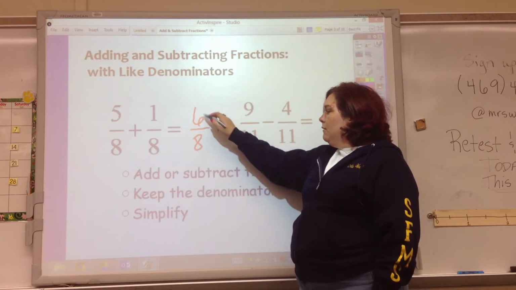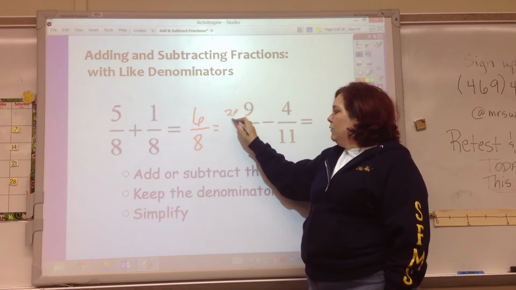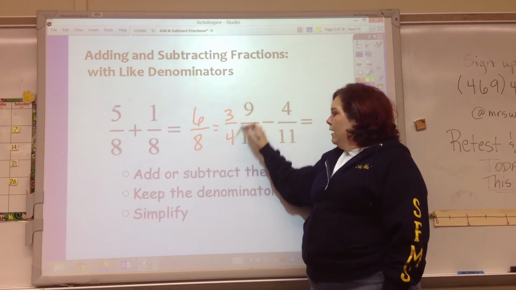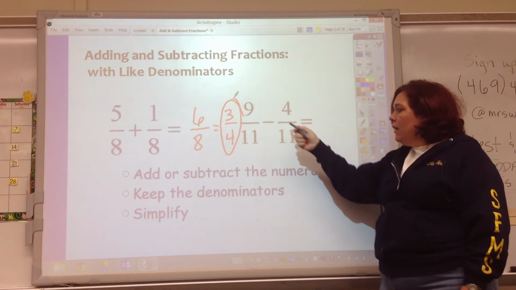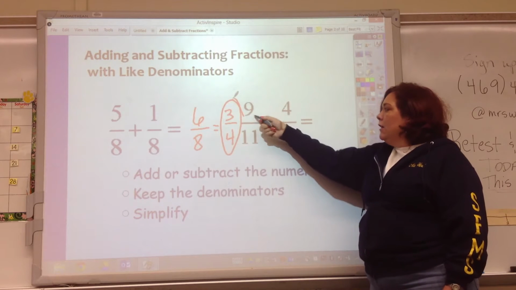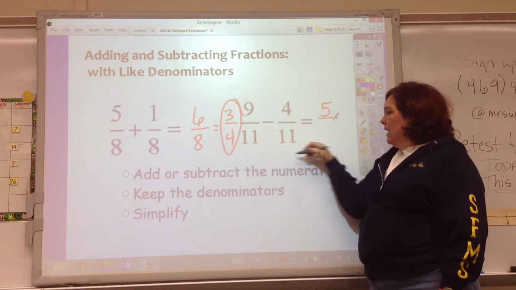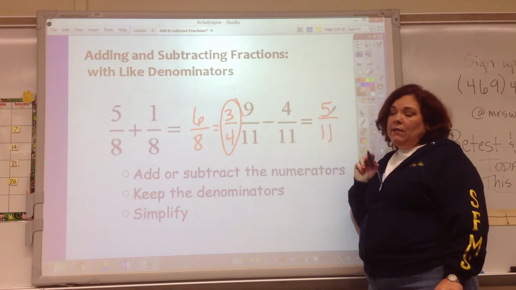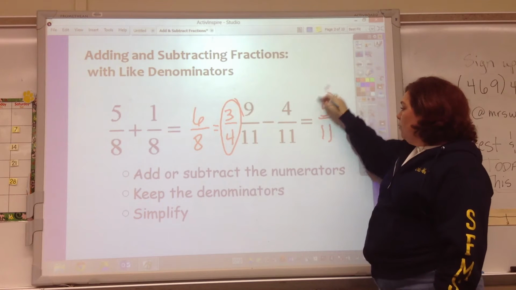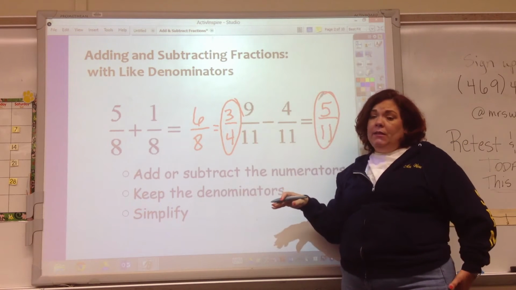And both of these are even, so they can be divided by 2. So divide by 2 and divide by 2, and I get 3/4. Okay, that's my answer. This one, I have to remember it's subtraction. 9 minus 4 is 5, and 11 stays the same. And so 5 is prime, 11 is prime, so I'm in simplest form. I'm all good. So that's whenever you have the same denominators.